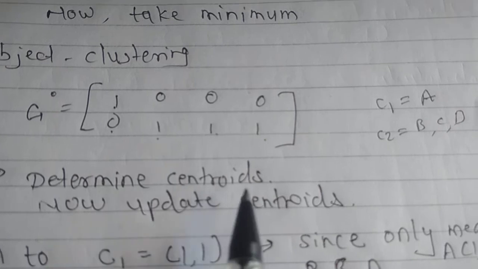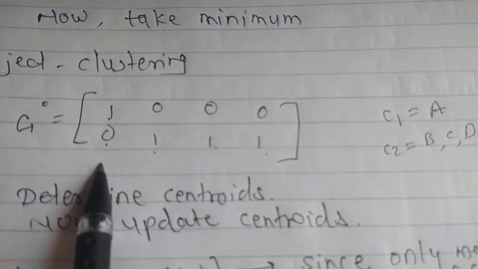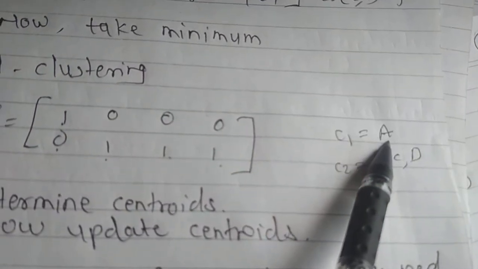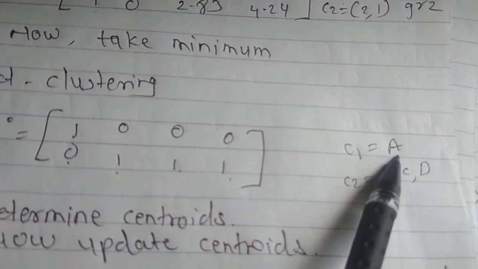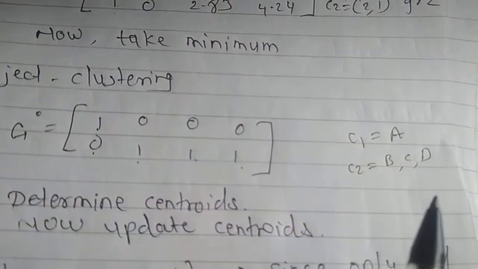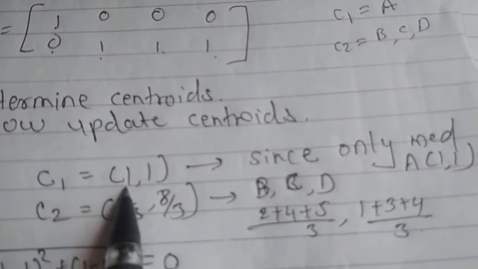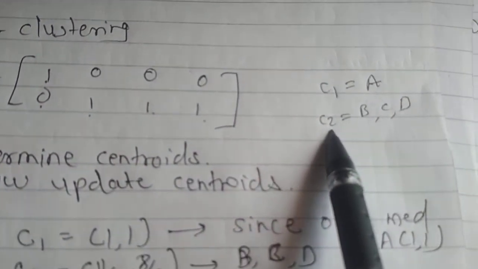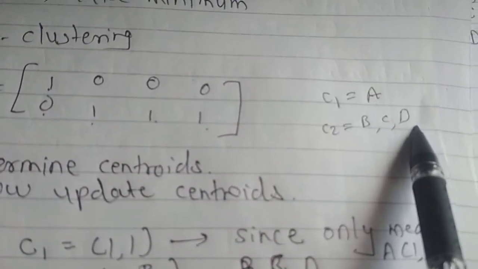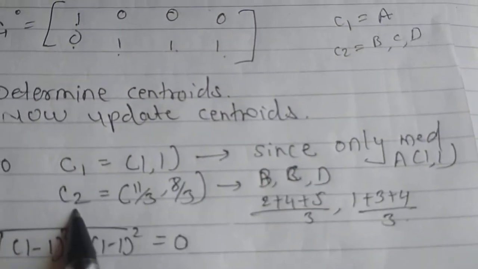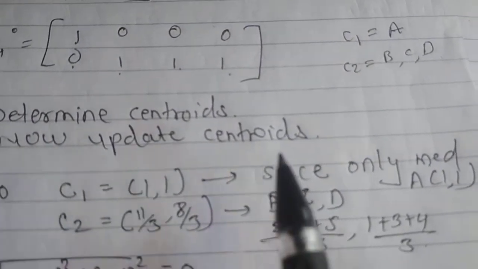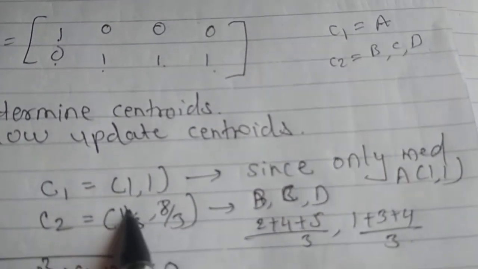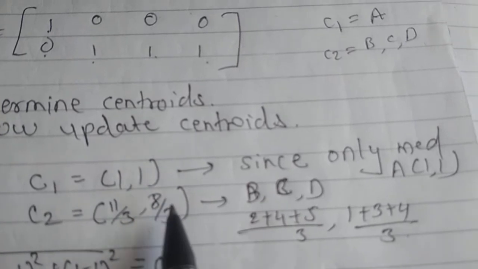Now to update the centroids here, in this matrix, you can see that in the first cluster, there is a single medicine A and the medicine A value is 1, 1. So your centroid 1 will remain same, 1, 1. But for the second row, we can say that cluster 2 contains B, C and D. So the cluster 2 centroid will get updated. So that is equal to 11 by 3, 8 by 3.